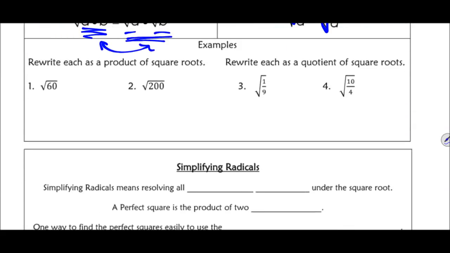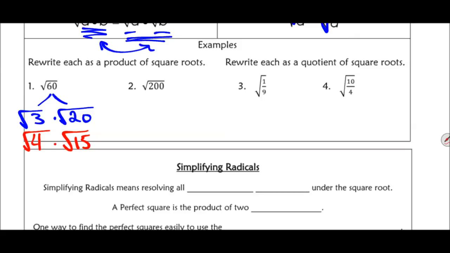So here we have four different examples. The first two we're going to write as a product of square roots instead of just the square root of one number. There's a bunch of different ways we can split this up. I'm going to split 60 into two separate square roots. I'm just thinking about any two factors of 60. So I'm just going to choose 3 and 20. The square root of 60 is the exact same thing as the square root of 3 times the square root of 20. I could have also chosen any other numbers that multiply to 60. So I could choose the square root of 4 times the square root of 15. That's the exact same thing.